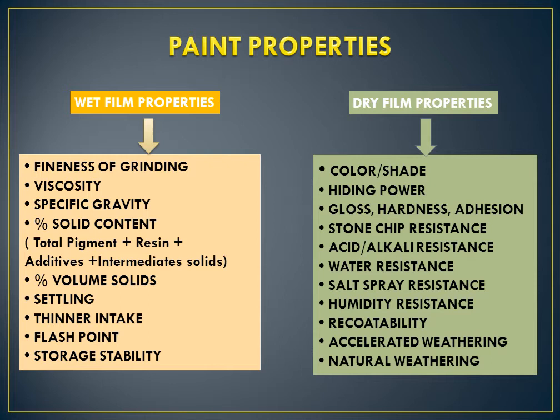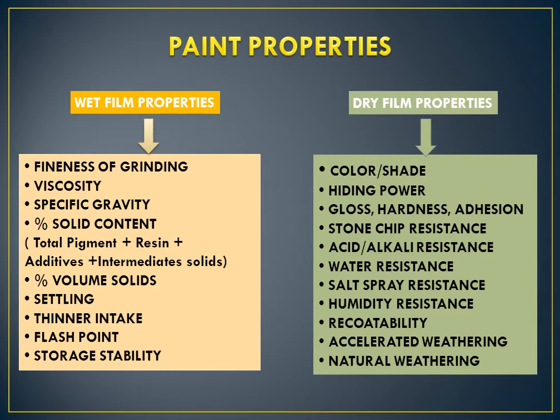Then accelerated weathering. For that, we keep some panels in a QUV and a xenon weatherometer to check the accelerated weathering. Weathering is where we check the environmental effect, like humidity. If humidity variation is there in an environment, then how could your film sustain in that environment.